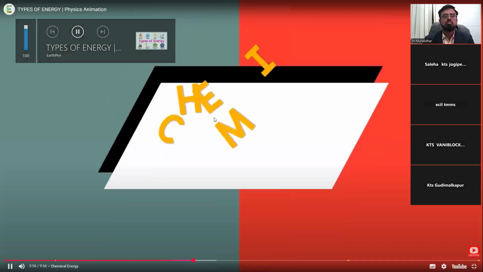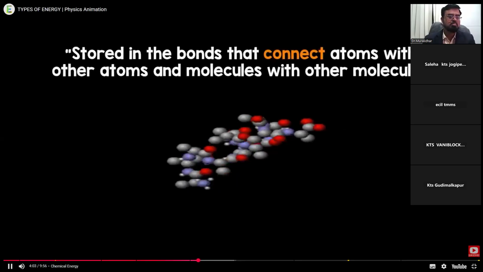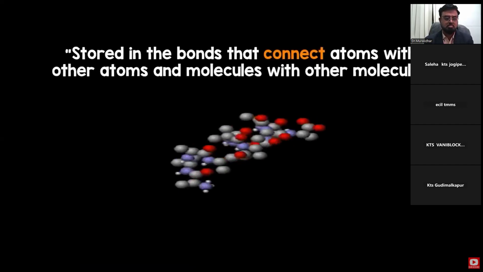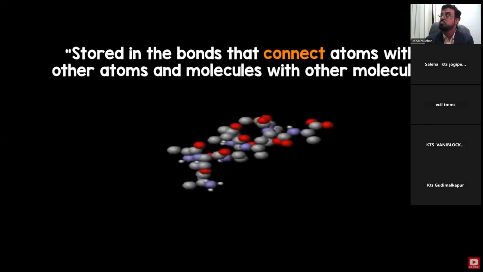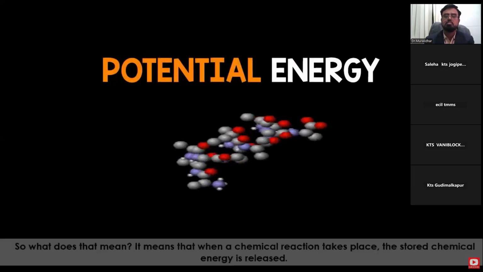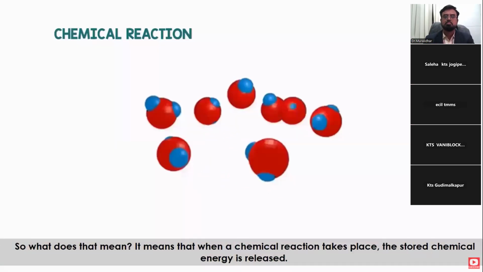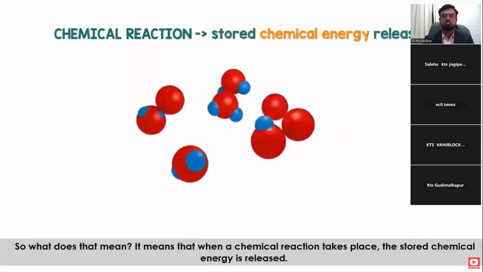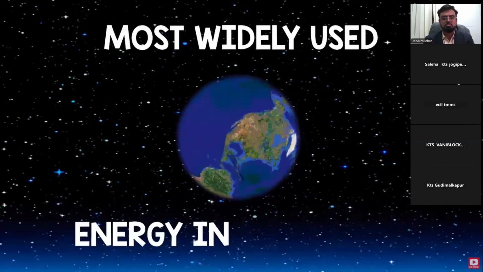Next, we have chemical energy. Chemical energy is stored in the bonds that connect atoms with other atoms and molecules with other molecules. Because chemical energy is stored, it is a form of potential energy. So what does that mean? It means that when a chemical reaction takes place, the stored chemical energy is released. Chemical energy is the most widely used type of energy in the world.